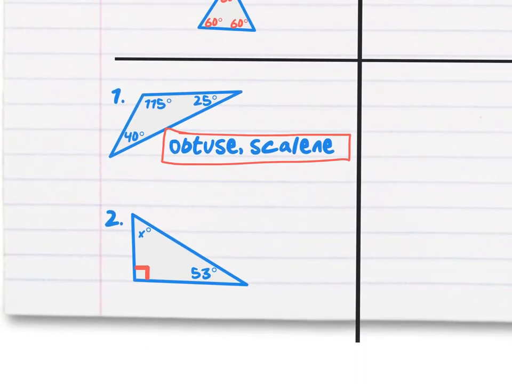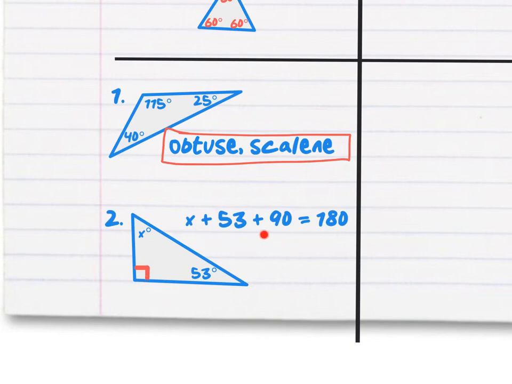Okay, for problem 2, I want you to copy what you see on your screen. Pause the video to do so, and when you're ready to continue, press play. Please pause now. So in this problem, we're going to try to figure out how many degrees this angle X is. We have to use the fact that the 3 angles in a triangle add up to 180. So we're going to write an equation that looks like this: X plus 53 plus 90 equals 180. Now this 90 came from this angle right here. We know that when we see a square like this, it indicates a 90-degree angle.